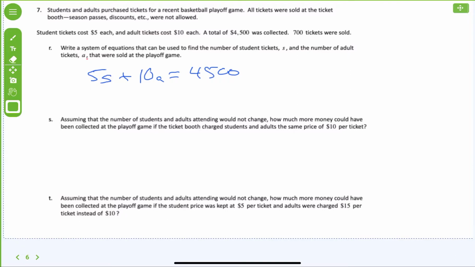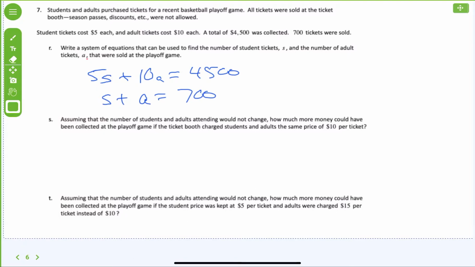Now we've got to talk about how much of each is sold. Do you know how many student tickets were sold? No. Do you know how many adult tickets were sold? No. Do you know how many were sold altogether? 700 were sold. So there is the A. That is the system of equations that you would write. There's your two equations that you're going to solve.